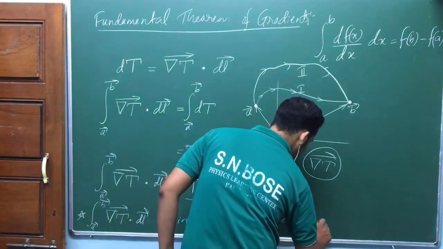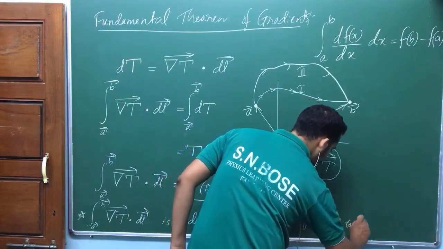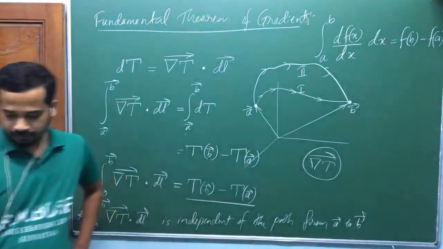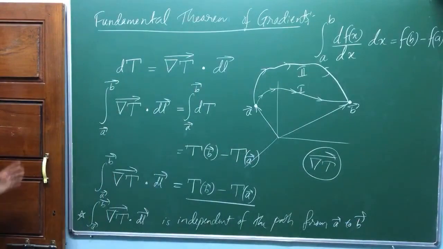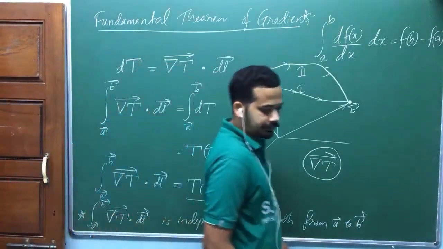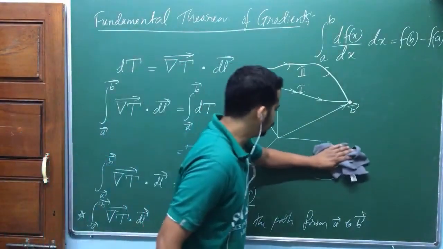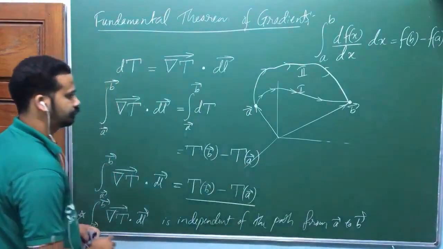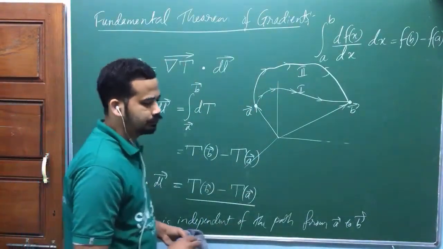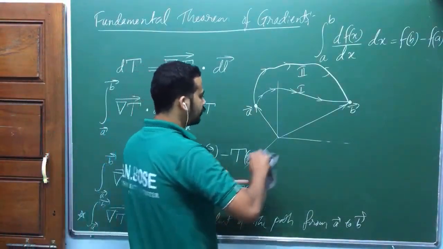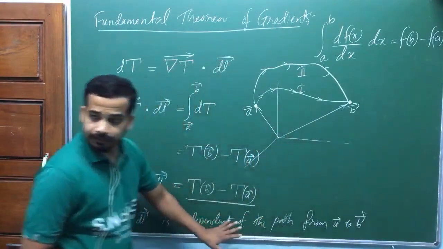from A to B, depends only on endpoints A and B. Now look at here, what I do here is, I will make B equal to A. Is that okay? Is that clear?